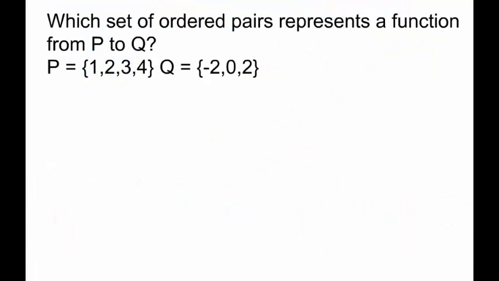Number 2, this one's going to be a piece of cake. I didn't even write all the answer choices on it. Which set of ordered pairs represents a function from P to Q? Basically, from P to Q, these are your x values, and these are your y values. That's how they're going to match them all up. So we have all of these sets of ordered pairs, but which one represents a function?